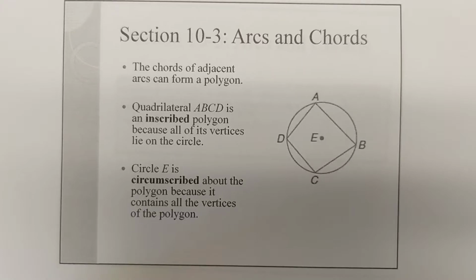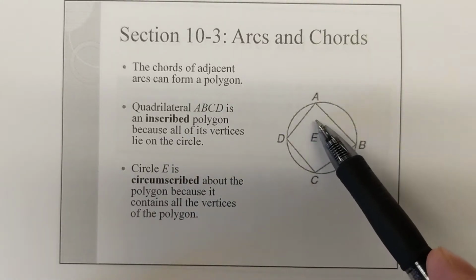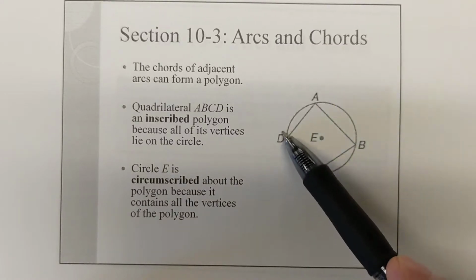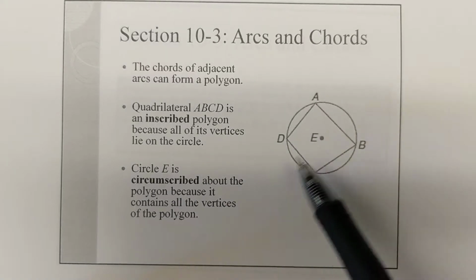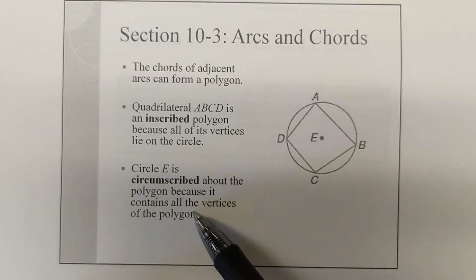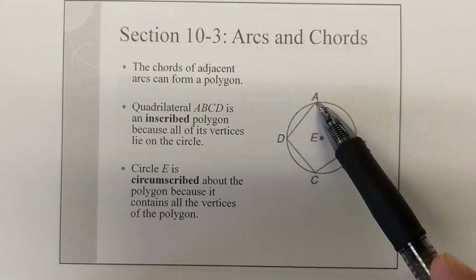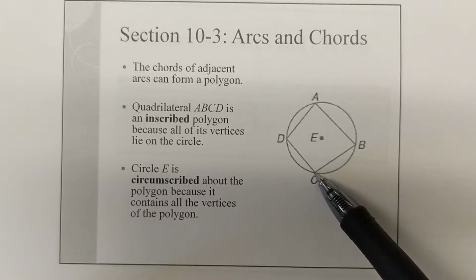Just a couple more definition words here: inscribed and circumscribed. Inscribed means inside. So this polygon is inside the circle, so it is inscribed, and its corners lie on the circle. The circle is circumscribed because it goes around. For inscribed and circumscribed, the circle has to contain all the corners. So you can't have one corner sticking out here and coming back. That would not be inscribed anymore.